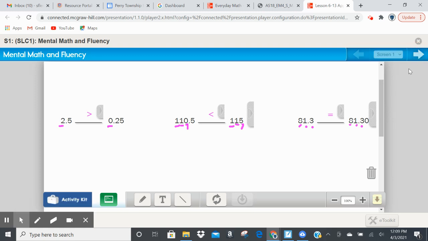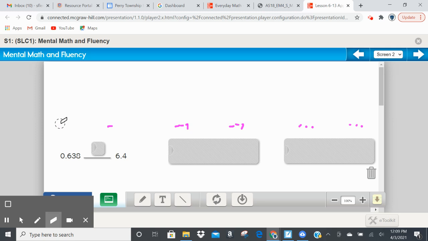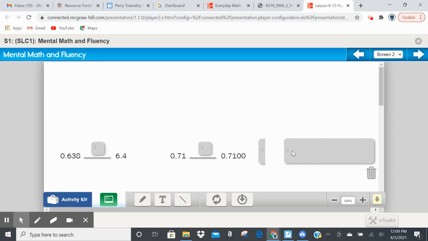Go ahead and give these a try. And go ahead and pause your video and try solving those for me. So for these ones, you should have gotten greater than, equal, and then 9.9 and 958 thousandths is greater than.